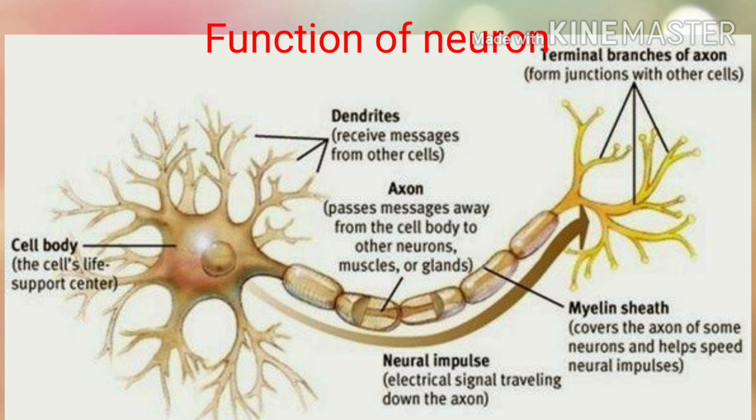We already learned that the myelin sheath is a covering of the axon. When these signals pass through the neuron, the myelin sheath helps to increase the speed of the nerve impulses. So these are the major functions of each part of the neuron.